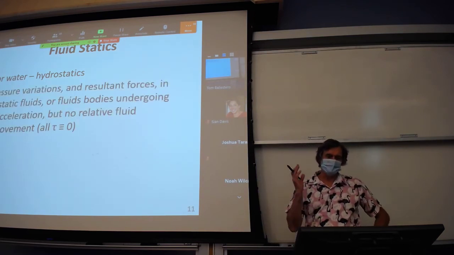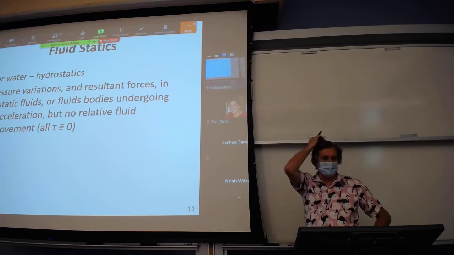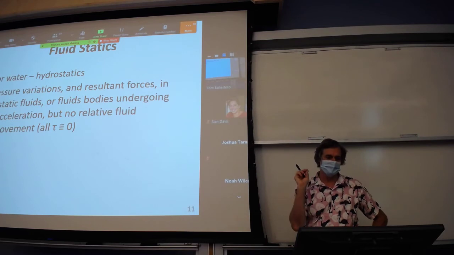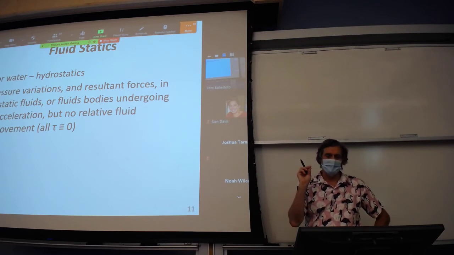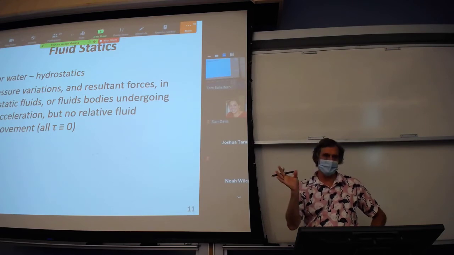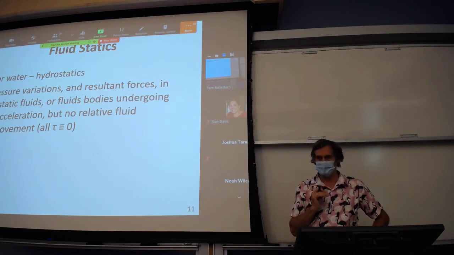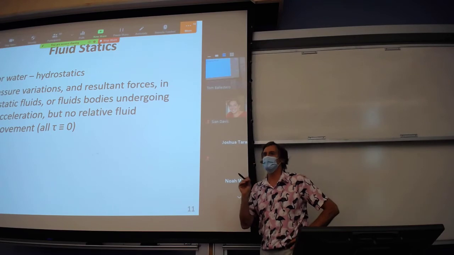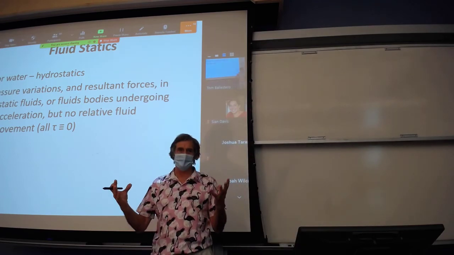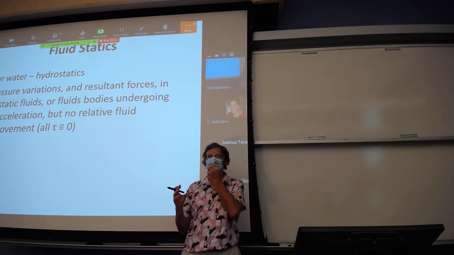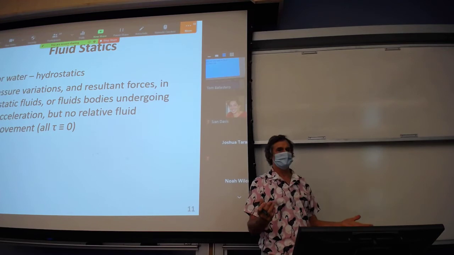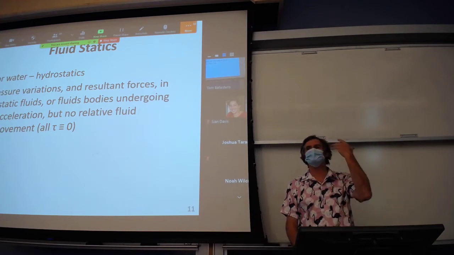So basically what we're saying is that the pressure variations and resultant forces in static fluids are relative to the fluid properties and the geometry of the systems you're looking at. So there's no relative fluid movement, so there's no shearing stresses. So ultimately, we're going to look at a differential scale. We're going to sum forces, but there's no shearing forces because there's no relative movement between particles because it's a static fluid.